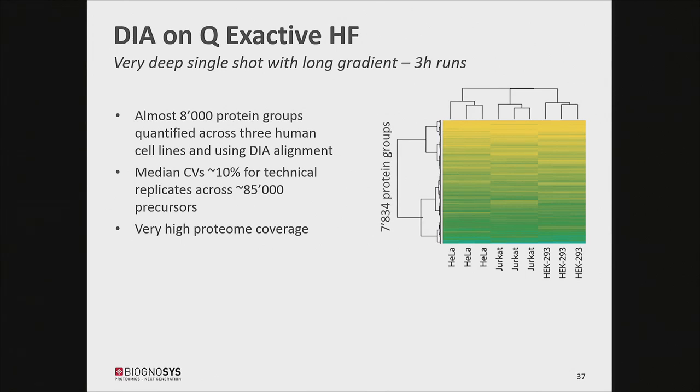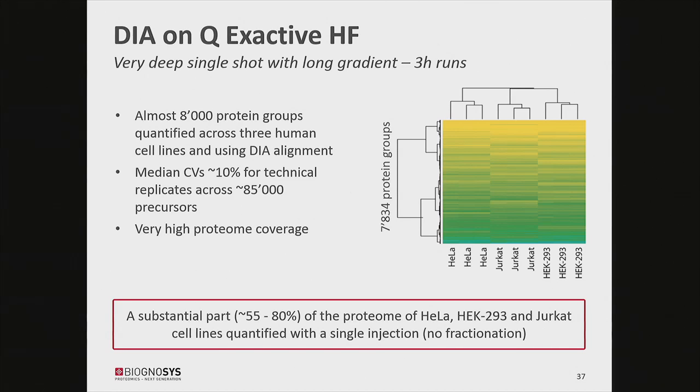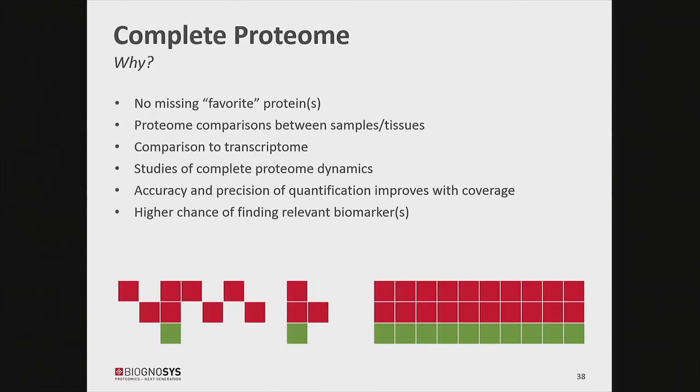CVs were in the range of 10%, median CVs, and we identified roughly 85,000 precursors. So you can get very high protein coverage in single shots, and this also means that you can measure many samples, so you can get very comprehensive data sets in a small amount of time. Depending on the number of expected proteins, this is 55 to 80% of the expected expressed proteome, so it's very impressive. I have this slide still in, it's from another presentation.